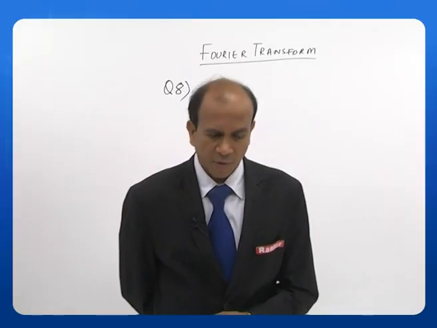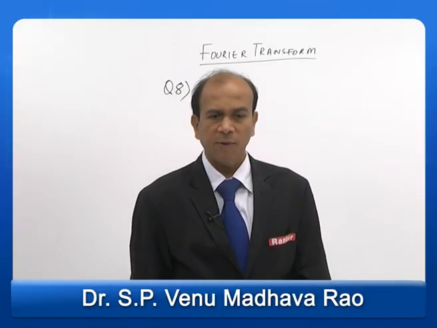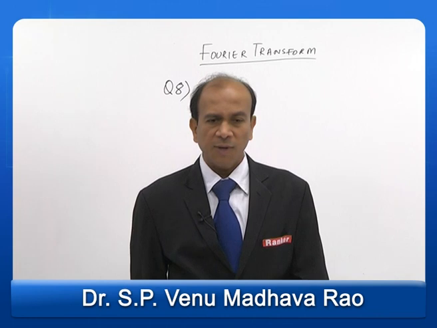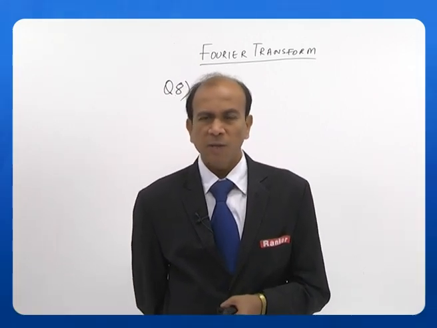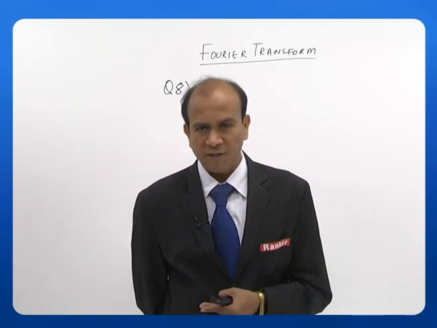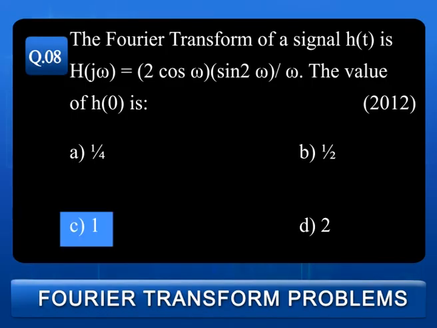Look at this, the h of j omega is given in terms of cosine and sine. So convert this into sinc functions. Essentially h of j omega becomes a sinc function. So h of t will be a rectangular function. So the answer is C, that is 1.